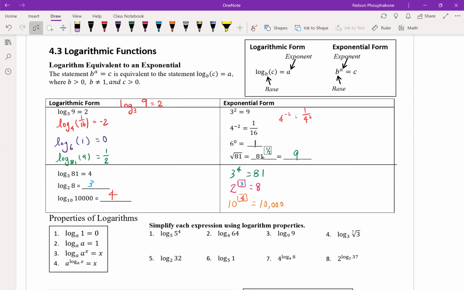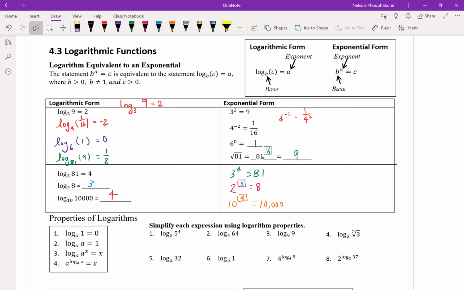Okay, now a lot of students actually have a hard time learning log. The reason is that with log we have some properties that students need to memorize. So first of all, I would like to introduce these 4 properties right here. I have log base a of 1 equal to 0.